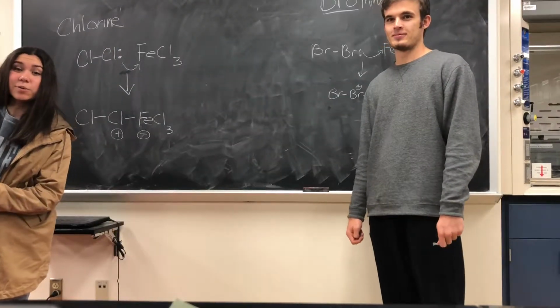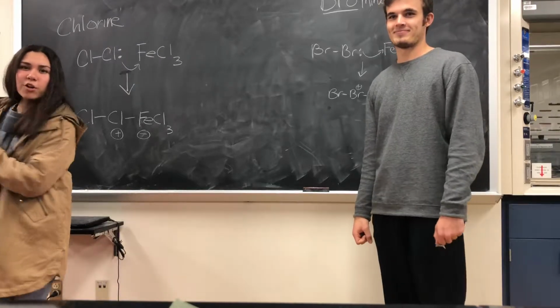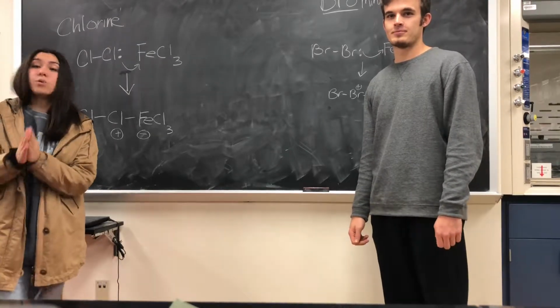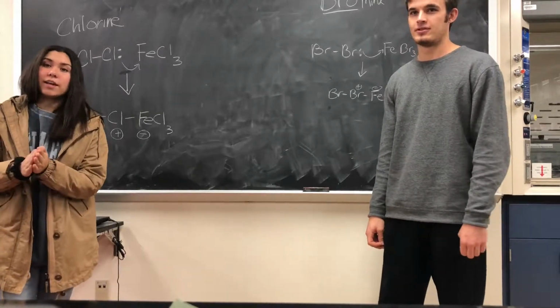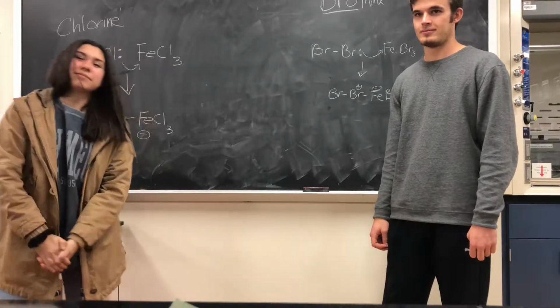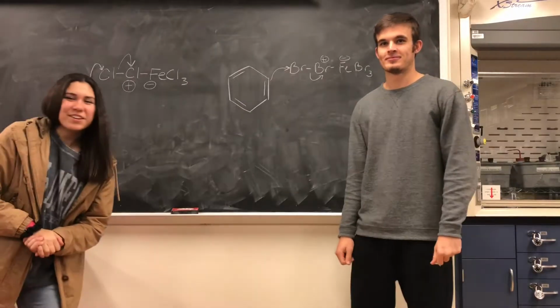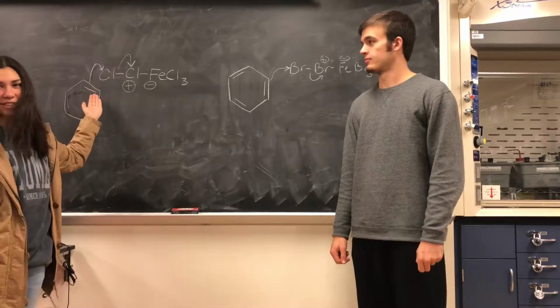Halogenation can be done either with chlorine or bromine. Halogen electrophiles are formed when the dihalogen Cl2 or Br2 attacks an iron trihalide, which could either be FeBr3 or FeCl3. Then, with this electrophile, the aromatic ring attacks the outermost halogen atom.